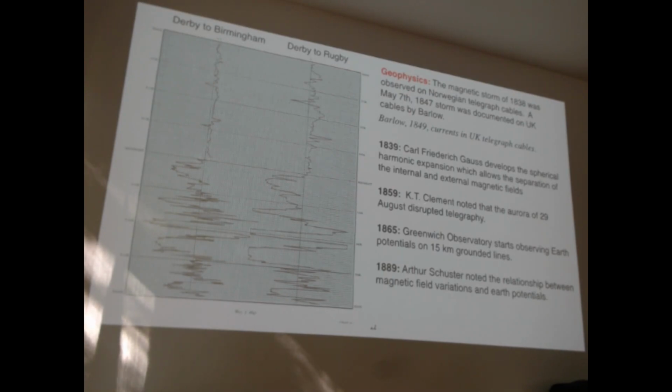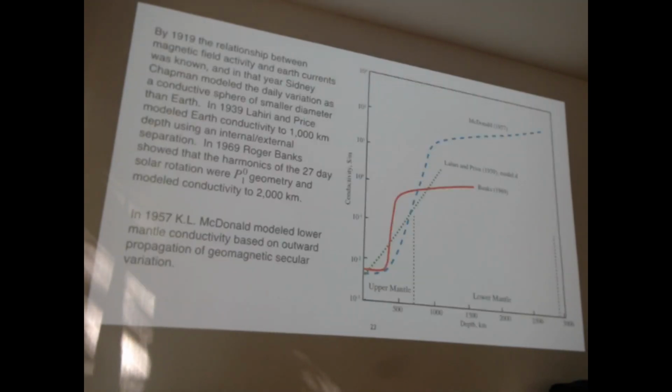And then in 1859, Planet noted that the aurora were related to these disruptions in telegraph lines. The Greenwich Observatory started actually measuring Earth potentials as well as magnetic fields. And then Schuster, towards the end of the 1800s, basically worked out that these variations in magnetic fields were creating electric currents in the ground, and that was the big deal from a geophysics point of view. And so by the early 1900s, the relationship between magnetic field variations and Earth currents was becoming well understood.